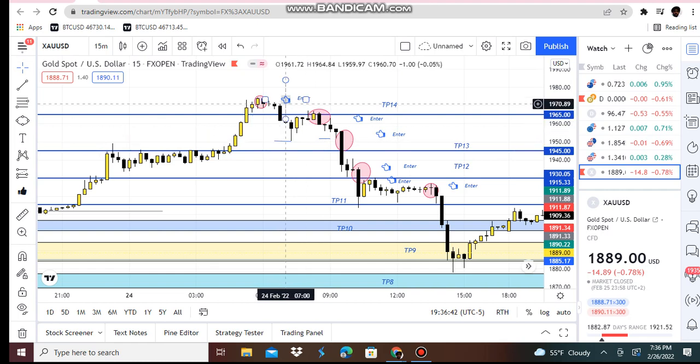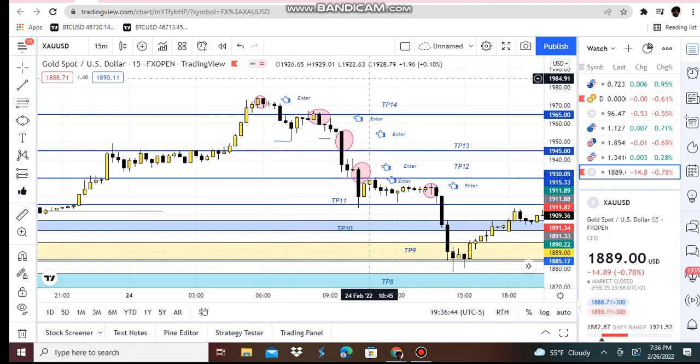It goes all the way down to 1950. Boom. Price will just go lower, lower, lower, make a lower high, boom, all the way back up to 1965, take profit 14. This is a push above take profit 14. This is actually at take profit 14 in 1965.